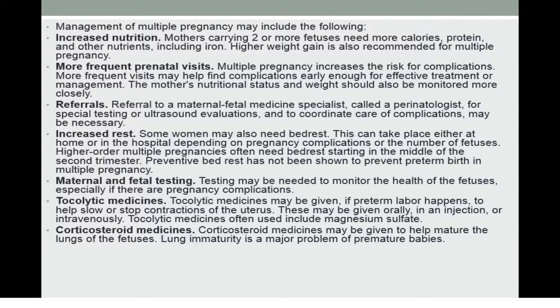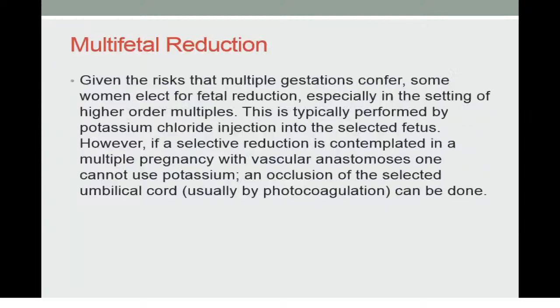And corticosteroid medicines. Corticosteroid medicines may be given to help mature the lungs of the fetuses. Lung immaturity is a major problem of premature babies, and in multiple gestation not only for premature babies. Multifetal reduction. Given the risk that multiple gestation confers, some women elect for fetal reduction, especially in the setting of higher order multiples. This is typically performed by potassium chloride injection into the selected fetus. However, if a selective reduction is contemplated in a multiple pregnancy with a vascular anastomosis, I cannot use potassium, and occlusion of the selected umbilical cord, usually by photocoagulation, can be done.